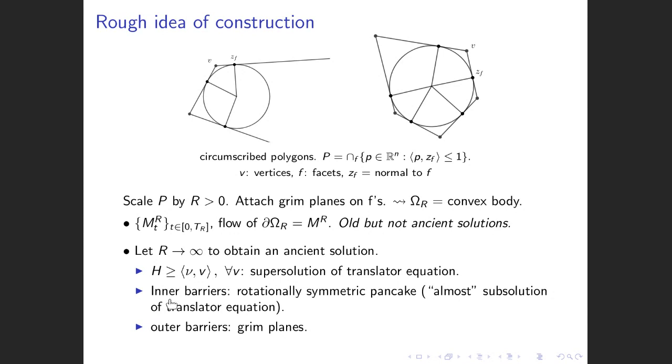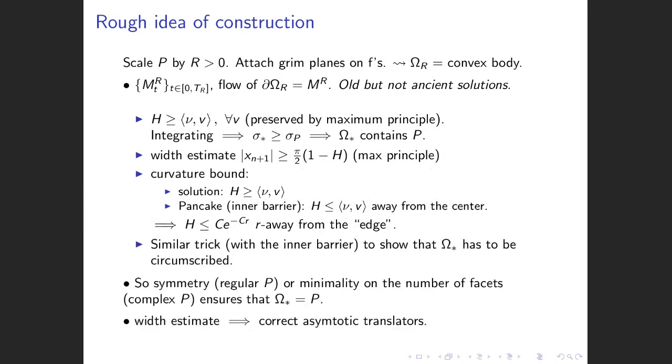On the other hand, you have inner barriers by using the rotation symmetric pancake. The rotation symmetric pancake, you can place it inside, and it's almost a sub-solution. It gets a bit technical, but you can use it pretty much as a sub-solution. And you can also get grim planes as outside barriers. So these are very roughly the tools one has to use to construct the solutions. Let me skip this.